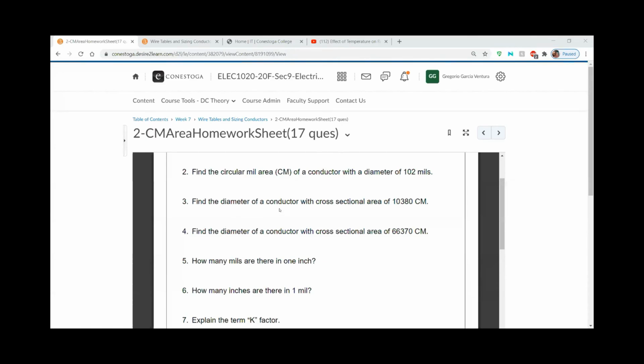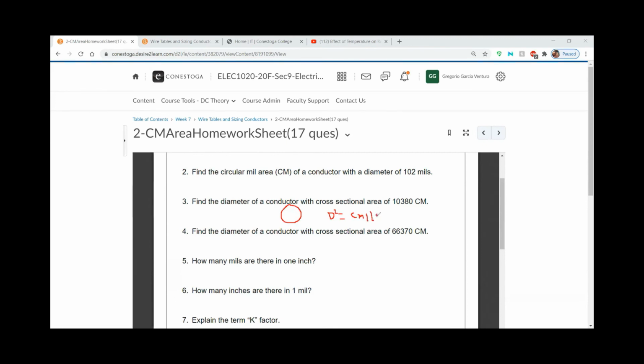Getting back to this question, I showed you a few different formulas. If you needed to find the diameter of a conductor with a cross-sectional area of 10,380 circular mils, we take the area of the conductor, which we already know in circular mils. We use the formula that says diameter squared is equal to circular mils in order to find the diameter of the conductor.